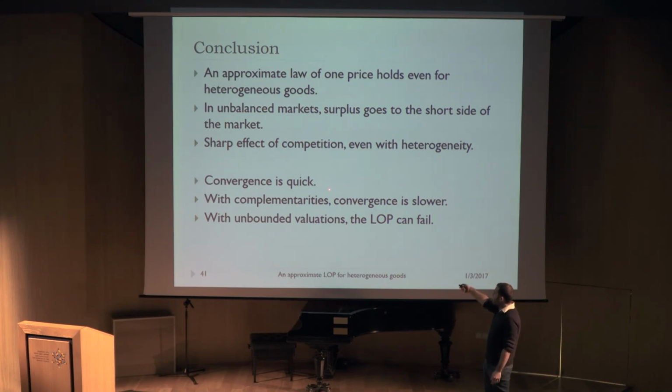In the IID case, convergence is quick. When you have complementarities, the convergence becomes slower, but not much slower. It's still 1 over square root of n, or n to some power between 0 and 1. And with unbounded valuations, the law of one price can fail.